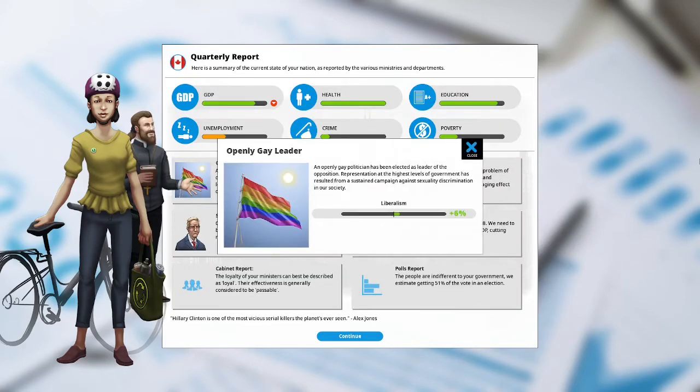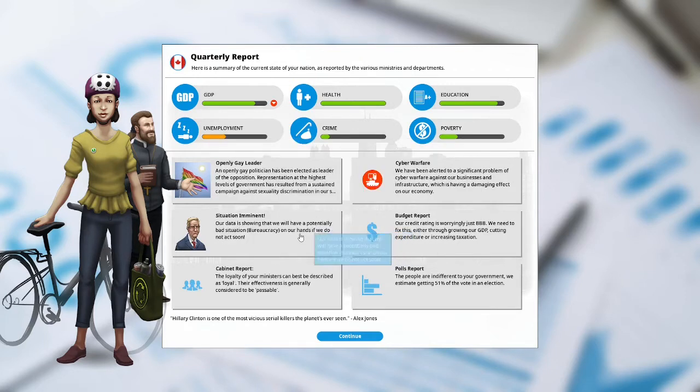Openly gay leader. An openly gay politician has been elected as leader of the opposition. Representation at the highest level of government has resulted from a sustained campaign against sexual discrimination in our society. This has increased liberalism by plus 6%. Situation imminent. Our data is showing that we have a potentially bad situation, bureaucracy on our hands if we do not act soon.